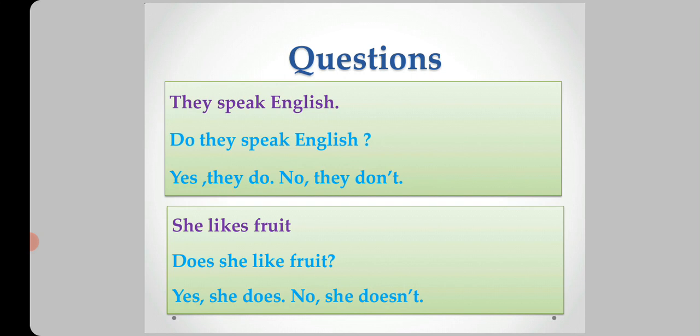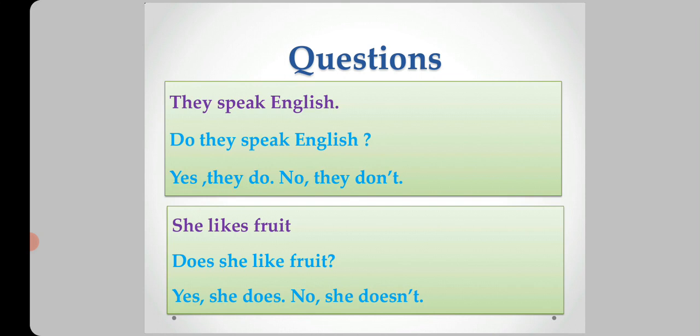For example, they speak English. We can say, do they speak English? And we can answer this question, yes, they do, or no, they don't. Yes, they do in affirmative, and no, they don't in the negative form. She likes fruit. So we can ask the question with the helping verb, does she like fruit? The answer is yes, she does, or no, she doesn't.